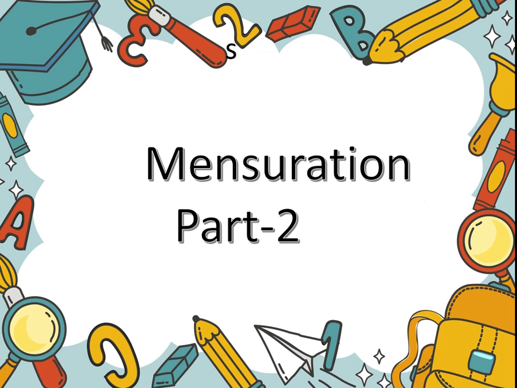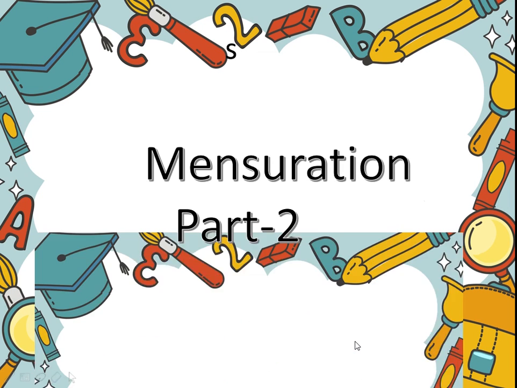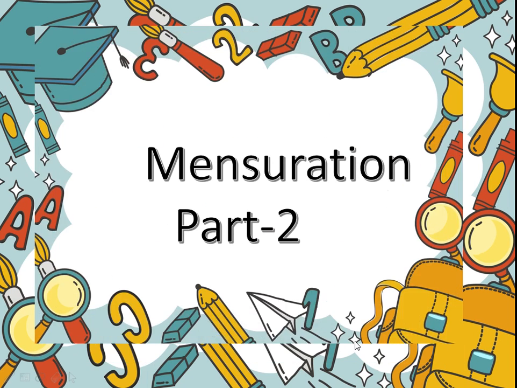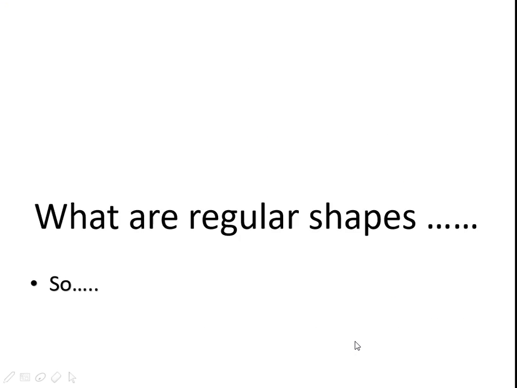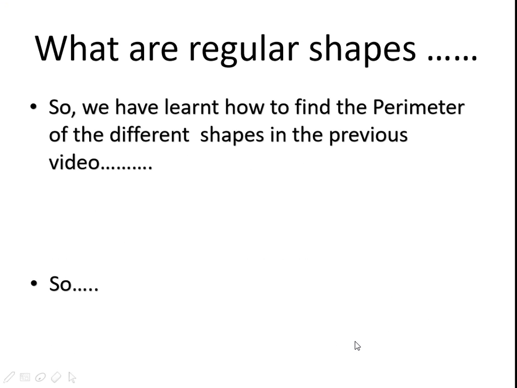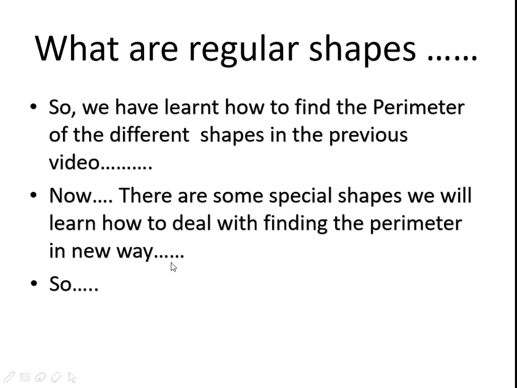The second part of the mensuration. In this part, we'll learn what regular shapes are and how to find the perimeter in a slightly different way. We have learned how to find the perimeter of different shapes in the previous video. Now there are some special shapes. We call the regular shapes the special shapes, and we'll learn how to deal with finding the perimeter of them.